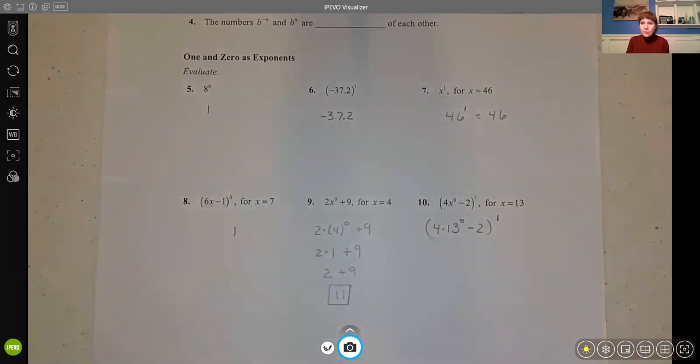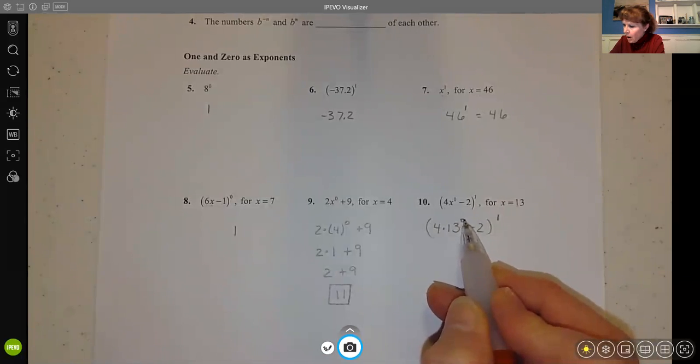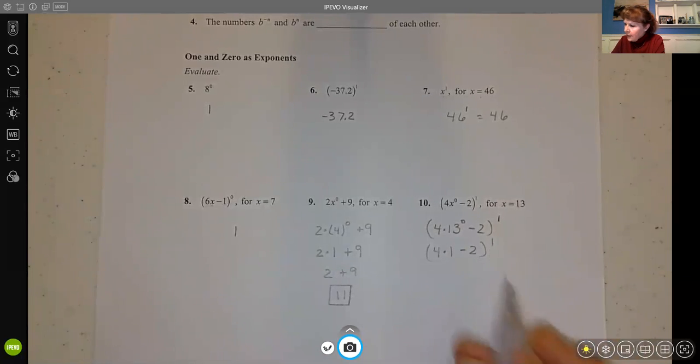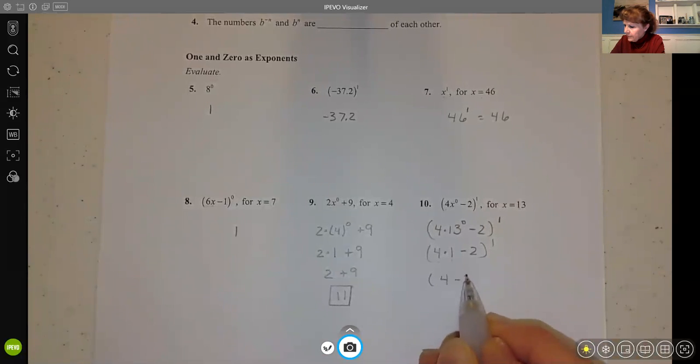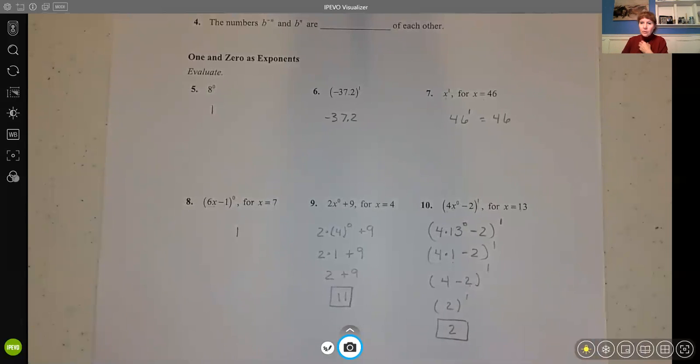Following our rules of PEMDAS, we'll do the parentheses. Within the parentheses, we're going to do the exponent before you multiply it by the 4. So this 13 to the 0 power is 1. Then you multiply. Now you do your parentheses, and you end up with 2. This is to follow the order that we've done before with the PEMDAS. You guys will be great. And again, if you don't have these notes, it's not that hard to copy those down.